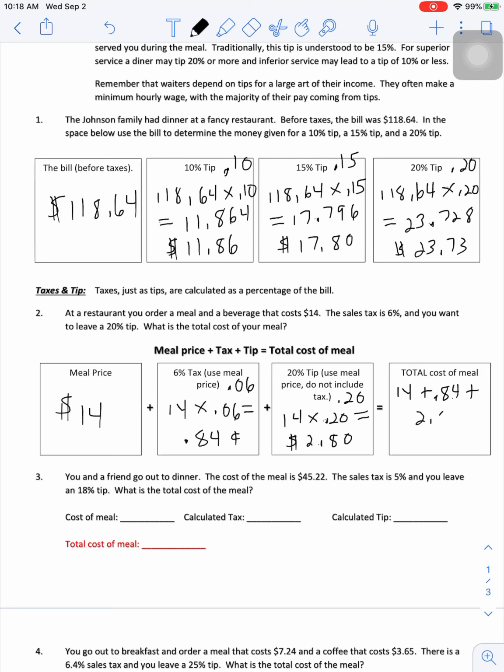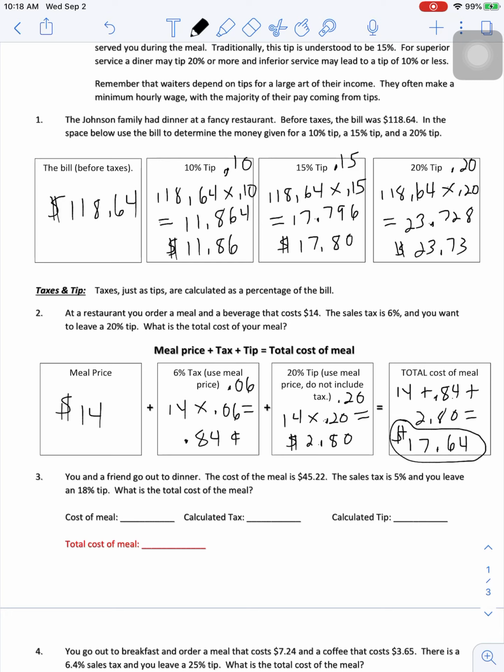Okay, so then to get the total cost of the meal, we're going to do 14 plus the 84 cents plus the $2.80, and we're going to get a grand total of $17.64, which would be our final.